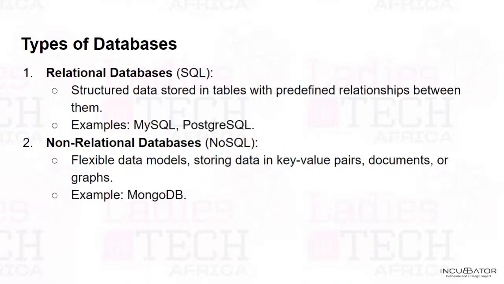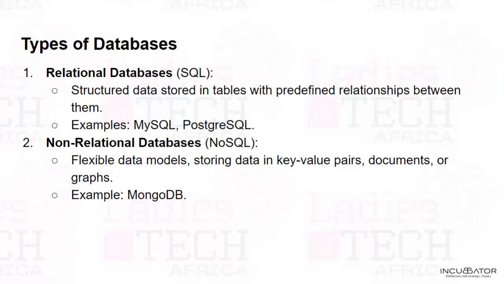So relational means that all the data are actually related, so you can easily manage them. Examples are MySQL and Postgres, which are some of the popular ones. There are still more, but these are the popular ones you should know for now. We also have non-relational databases. They have a flexible data model, storing data in key-value pairs, documents, or graphs. An example is MongoDB.